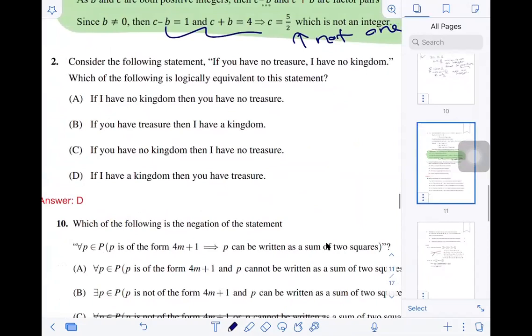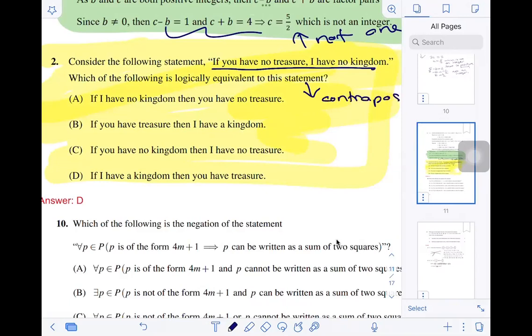Okay, now when you're doing these questions, and there was one, if you look up the NESA sample questions as well, consider the statement: if you have no treasure, I have no kingdom. Now, whenever you want to see if something's logically equivalent, what you need to do is prove that the contrapositive is true. This will always be the contrapositive. So if you want to show it's logically equivalent, then if P implies Q, not Q must imply not P. So when you're looking for the answer, the one that will be exactly the same as that original statement will be the contrapositive. So that's what they're looking at.